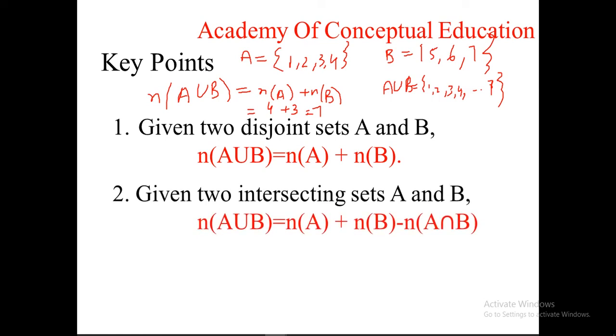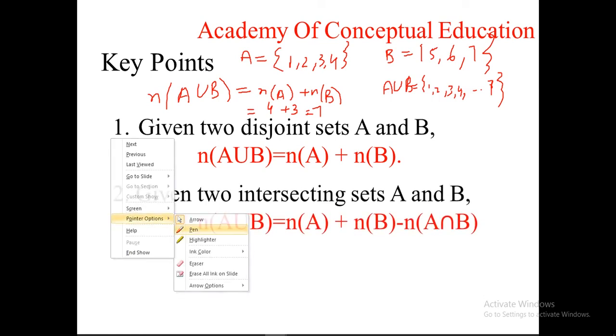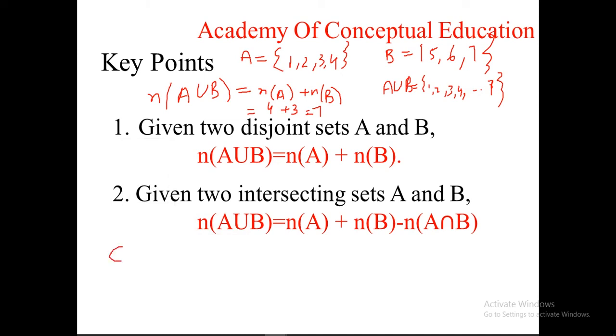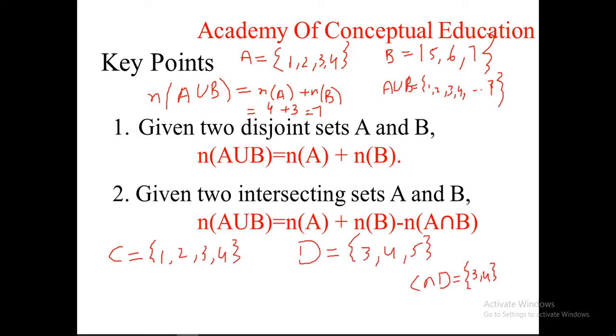Similarly, if we have two intersecting sets, let's say we have the set C equal to 1, 2, 3, and so on. Now we can see that these are two intersecting sets. So C and D are two intersecting sets.